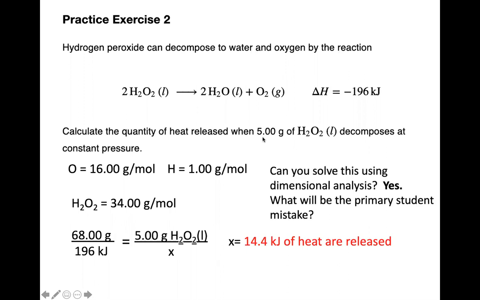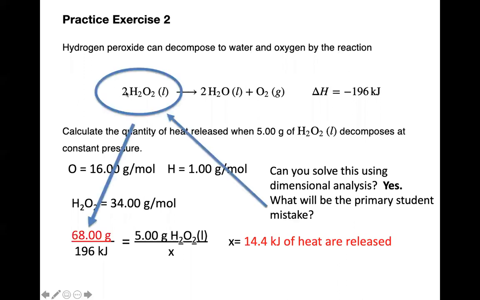Now, within that setup, could you do this with dimensional analysis? Sure, you could. I just instead set it up as a proportion. Now I know within here, what would be the main mistake a student would make? Pretty sure it would be having difficulty with the coefficients.